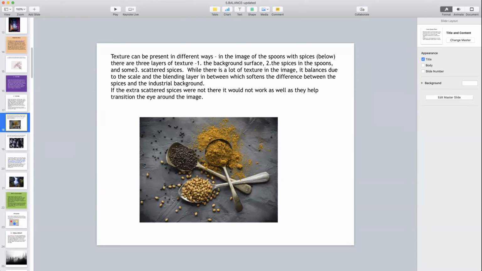This scattered से क्या है? This is also creating a kind of a balance. So you can see variety of the colors as well as position of the spoons and the scattering of this thing and the industrial background, which means it could be a surface, it could be anything. So texture can be present in different ways. In the image of the spoon with the spices, there are three.